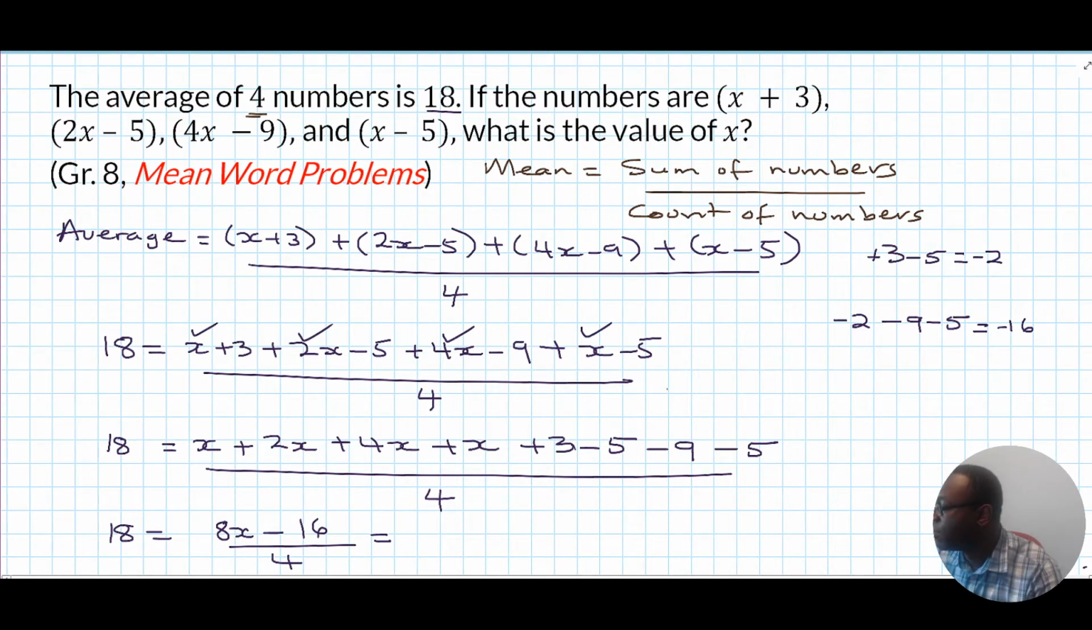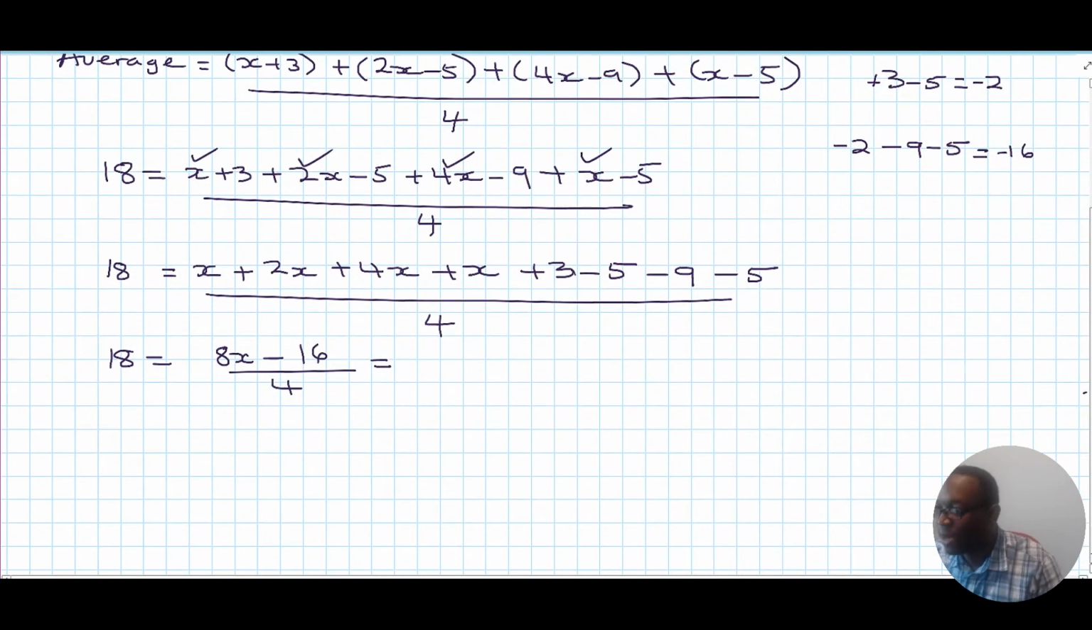So now we're going to find a way to, let me create some more space on this. All right, so now we have 18 equal to 8x minus 16 over 4. Now we're going to solve this equation. How would you go about solving this equation? You have two choices actually. You can try to divide each term here by 4, or you can just multiply both sides by 4 to get rid of the fraction. And then you have 72 is equal to 8x minus 16.